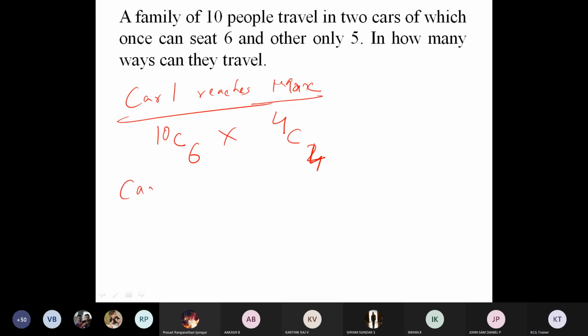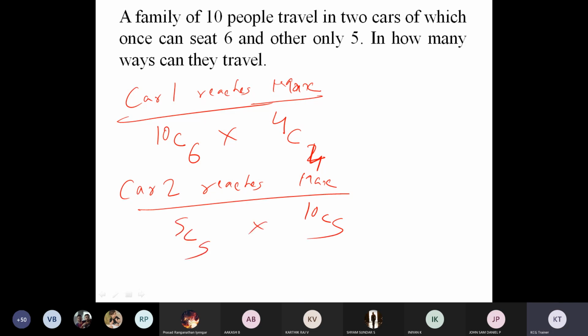Next, car 2 reaches maximum value. That means out of the 10, select 5, and the remaining 5 will go in car 1 as 5C5. So this problem can be solved in multiple cases. Any one of the two cases is possible, so both the answers are added up.